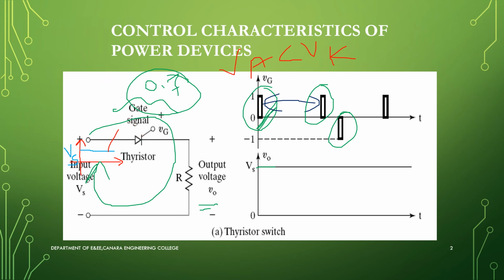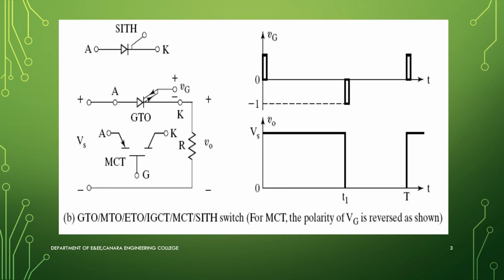If it is an AC signal, on every zero crossing, the thyristor will turn off. So we'll next move on to one more semiconductor device. Again, we have static induction thyristor, gate turn off thyristor, MOS controlled thyristor.